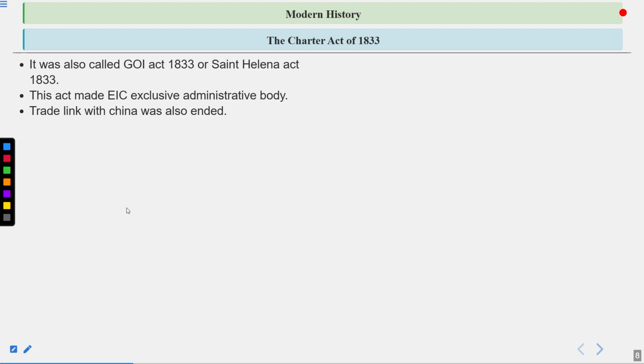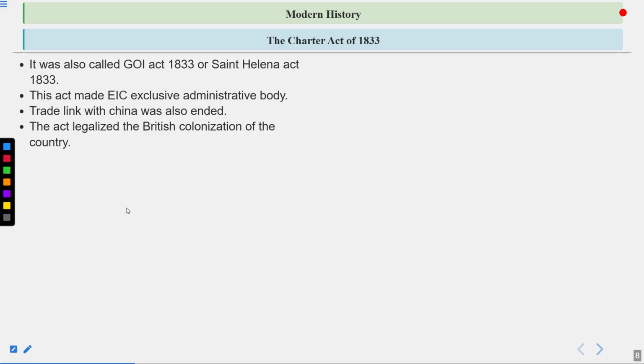Trade link with China was also ended. So now the monopoly was completely ended. In 1813 we saw that the monopoly remained with the trade with China and trade in tea. But now both the monopolies are ended, and every merchant who is coming into India can trade in anything. So here we can see again that as time passes, the government of Britain is taking control of most of the things of the East India Company and taking away most of the authorities that they had earlier.